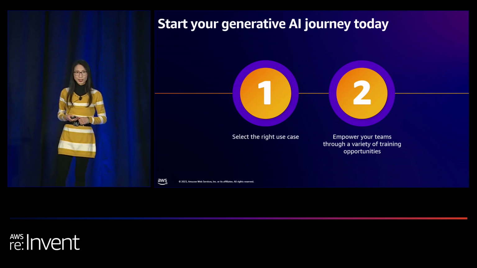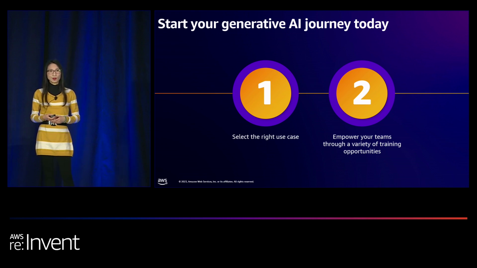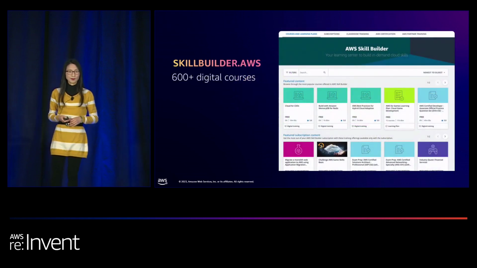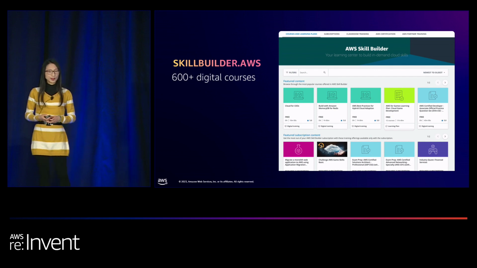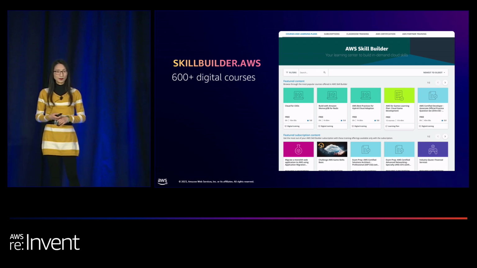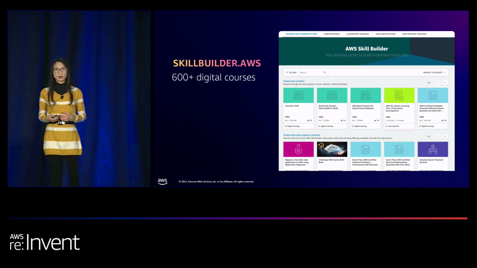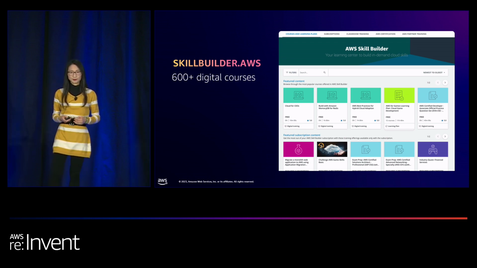After you select the right use case, the next step is to empower your developers of all skill levels through a variety of training opportunities. AWS Skill Builder is a vast library that provides more than 600 digital courses. In addition, we also have programs like AWS Academy, AWS Restart, and AWS Educate to empower your team.